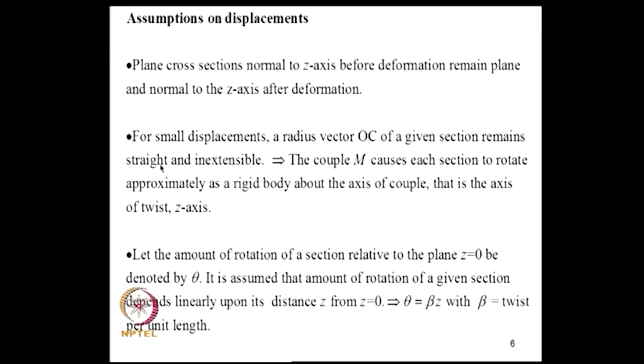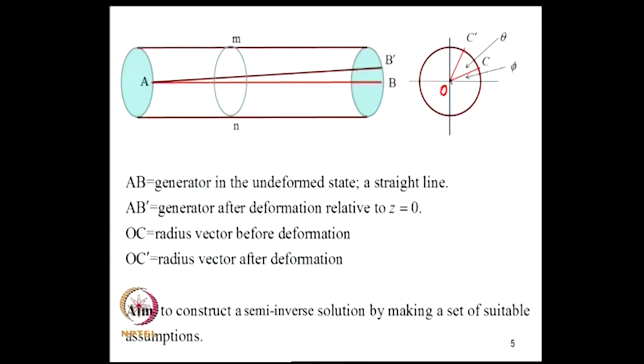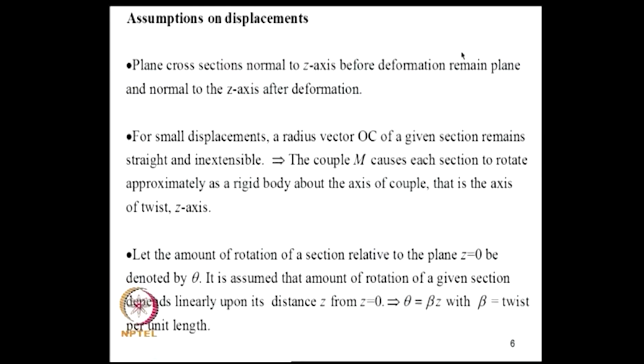Next, for small displacements, a radius vector OC of a given section remains straight and inextensible. That is, this OC after deformation remains straight, and length OC is the same as length OC prime. So, there is no change in length.